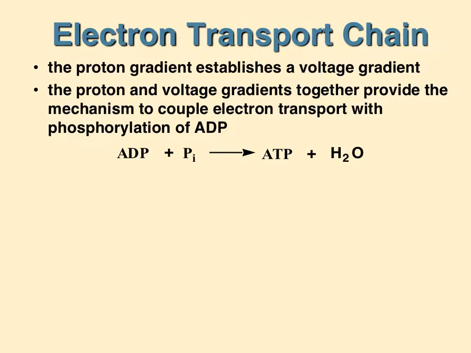All right, and then this is the words. So I'm trying to show it in pictures, and trying to show it in words. But once again, we form this proton gradient. The proton gradient also establishes a voltage gradient. So it really is like an electrical battery in many ways in vivo. And depending upon the cell type, you can go from few to lots of mitochondria, and all the mitochondria are doing this for the most part.